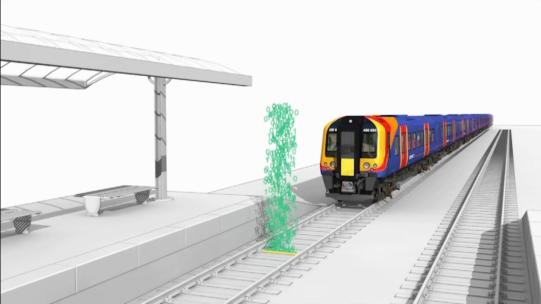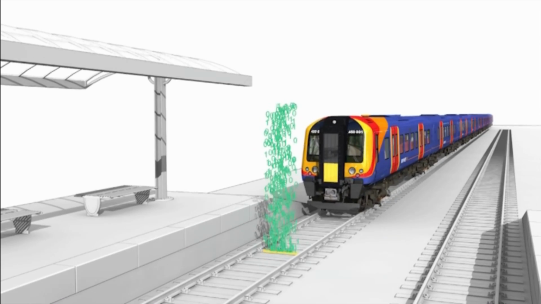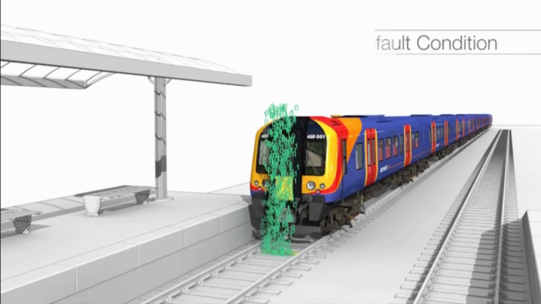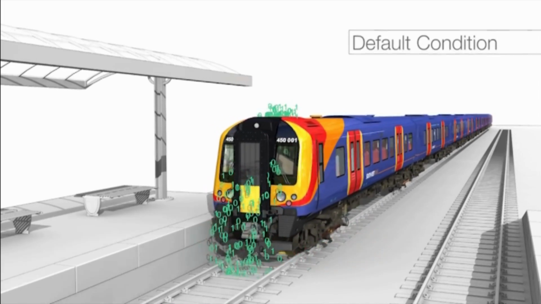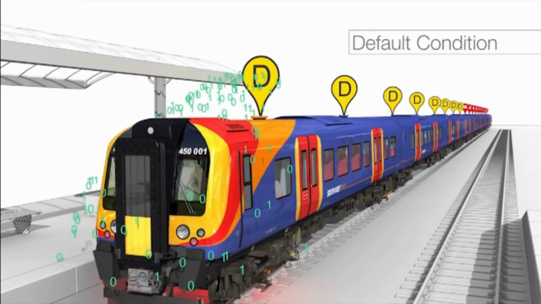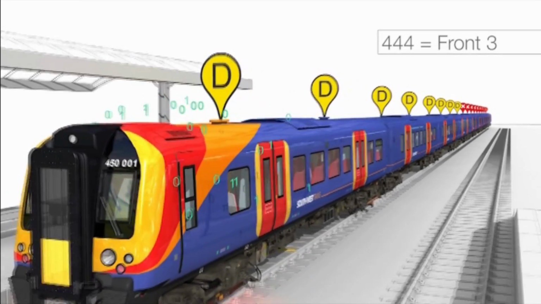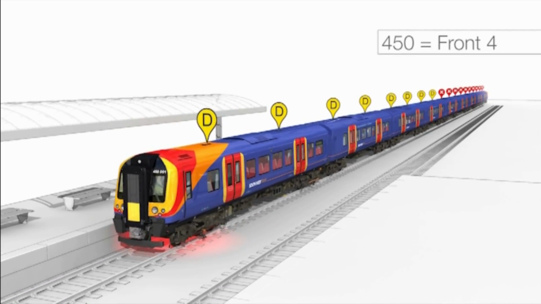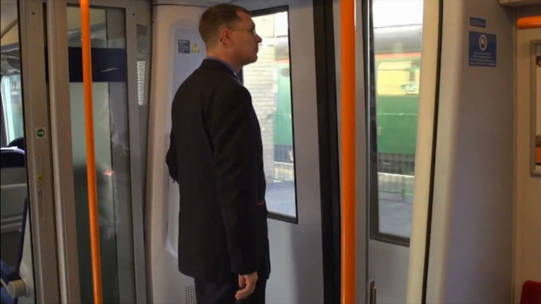In the event of a train not being able to read the data from the beacon, there is a built-in safety system called default condition. Default condition is the shortest platform length served by our class 444 or 450: the front 3 coaches on a 444 and front 4 on a 450. If the train is in default condition, an automated announcement will play.